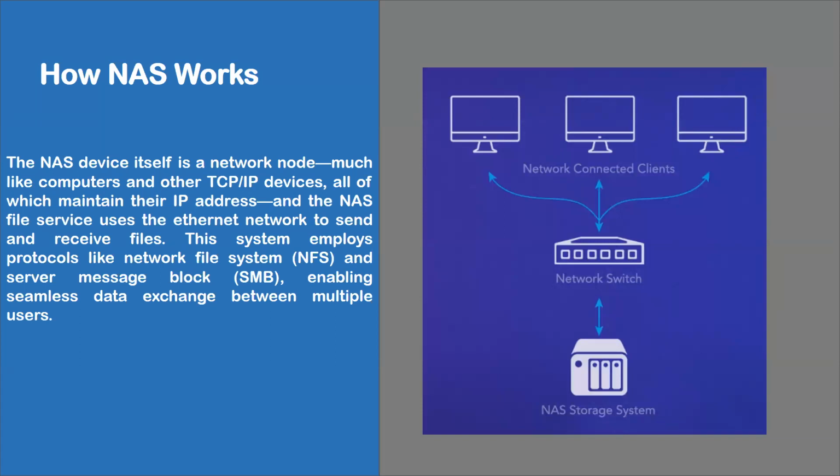So, how does NAS work? The NAS device itself is a network node, much like computers and other TCP/IP devices, all of which maintain their own IP address. And the NAS file service uses the Ethernet network to send and receive files. This system employs protocols like Network File System and Server Message Block, enabling seamless data exchange between multiple users. So this is a figure showing the NAS system and clients connecting via your local network. All file service occurs via Ethernet.